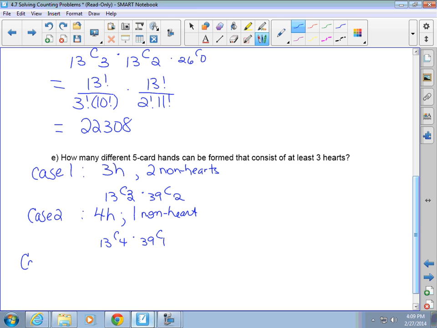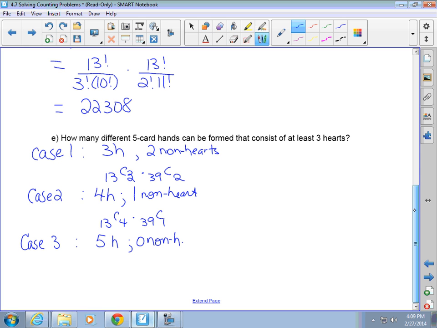And then case 3 is if we have 5 hearts, 0 non-hearts. So this would be 13 choose 5 times 39 choose 0. So in order to find what this answer is, you add up all of these cases.